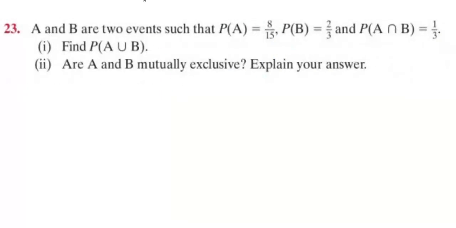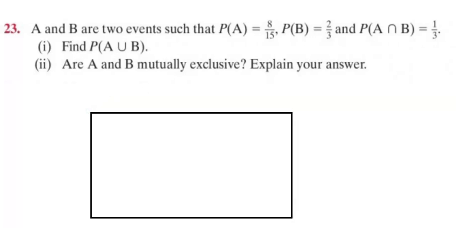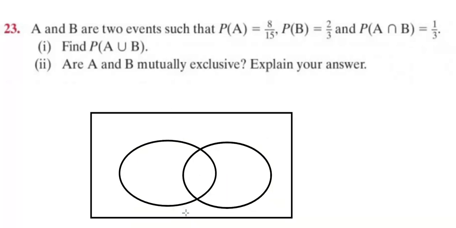So I'm probably going to do the diagram again. If it's mutually exclusive, there will be no intersection. You got me? So here's where you go, and I say A and B. There is an intersection. But I probably have to prove it using the proof.